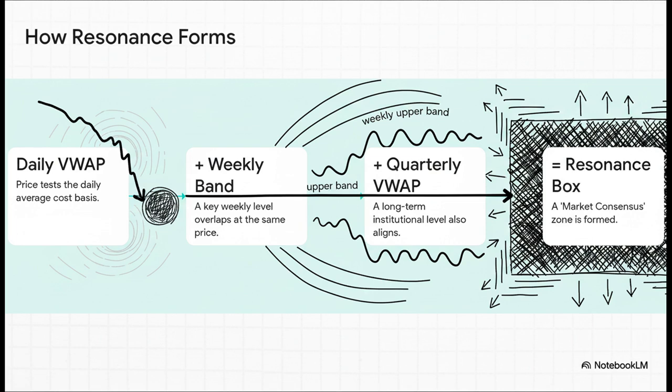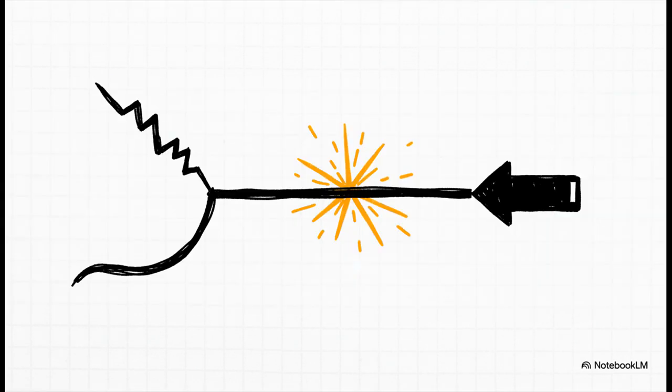Boom. This overlap, this confluence of different timeframes, creates what the indicator calls a resonance box. And that is the core idea of what's called value consensus. It's that rare moment when the short-term day traders, the medium-term swing traders, and the big, long-term institutional funds are all looking at the exact same price level and essentially nodding in agreement, saying, yep, this level matters. That's an incredibly powerful signal because it shows a shared belief across the entire market.